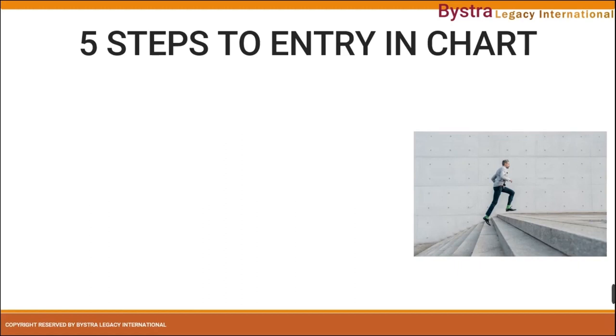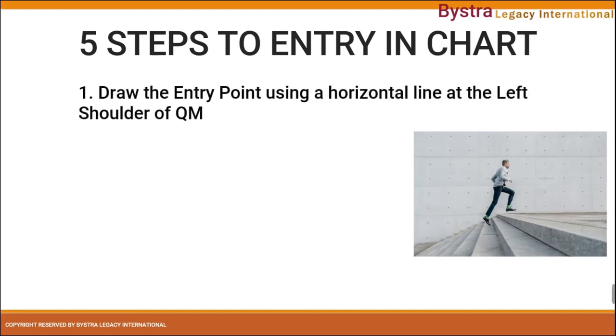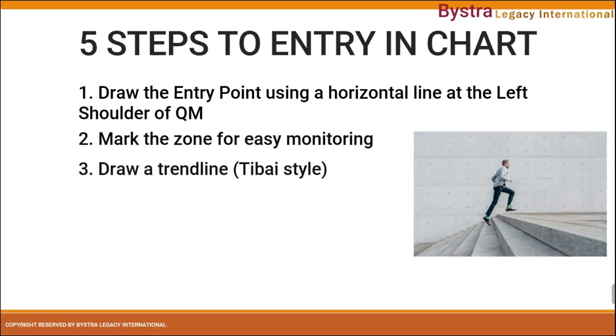Alright, there are 5 steps to entry in chart for this QMC. It's very simple, isn't it? The first one, remember, we always have to find the setup first. So draw the entry point using a horizontal line at the left shoulder of the QM. Second, mark the zone for easy monitoring. Thirdly, only then do you draw the trend line. We're using the T-bar style.